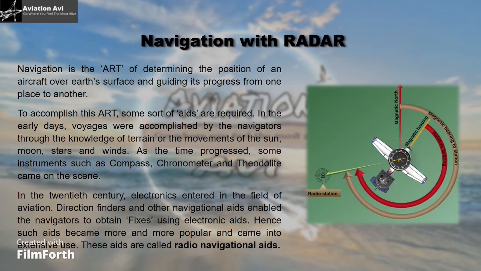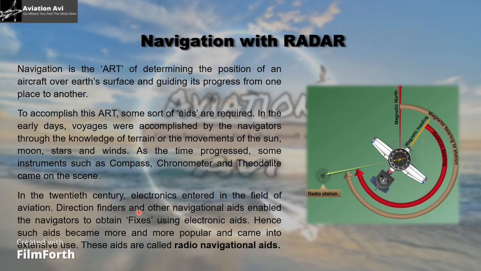In early days, voyages were accomplished by navigators with the knowledge of terrain or the movement of the sun, moon, and stars, understanding how the shadows are formed because of the movement of the sun, the direction of wind flow, and the location of the moons and the stars. As time progressed, some instruments such as the compass, chronometer, and theodolite came into the scene. And in the 20th century, electronics entered the field of aviation.